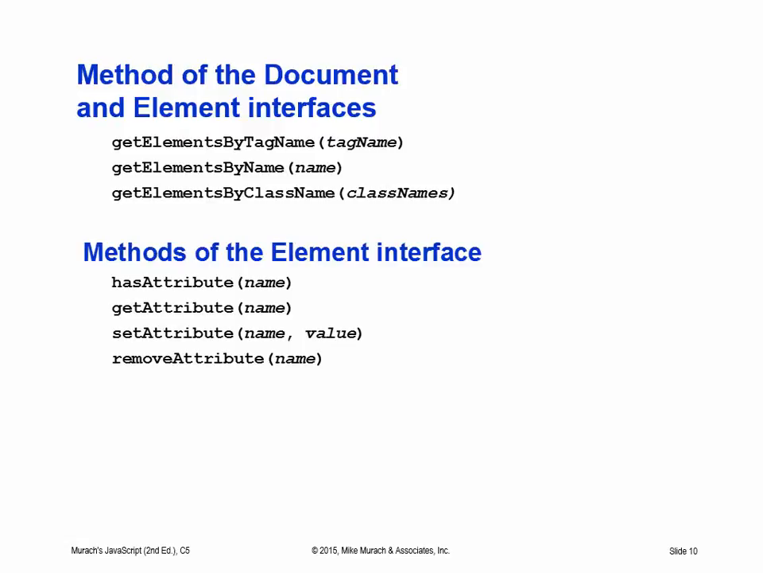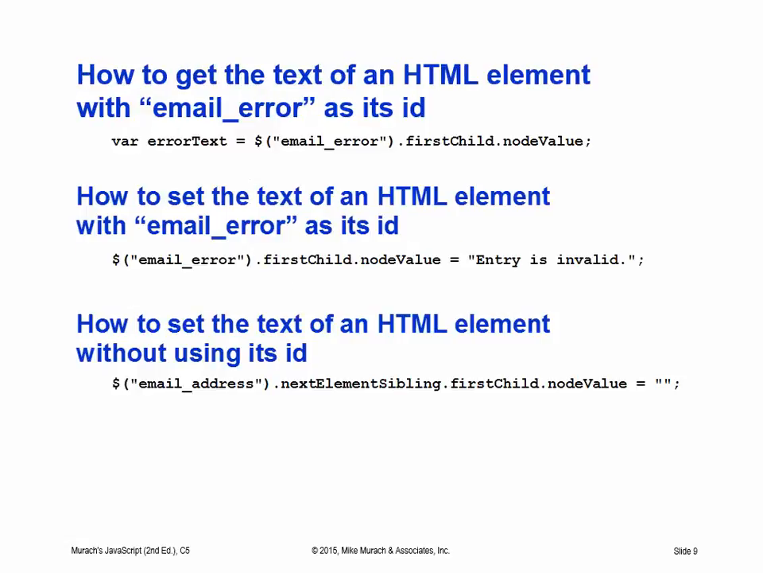Has attribute returns true if the element has the attribute specified in the name. Get attribute returns the value of the attribute specified in the name, or if the name hasn't been set yet, it returns an empty string. Set attribute sets the attribute in the name to the specified value. If the attribute doesn't already exist, it creates the attribute first. And remove attribute removes the attribute specified in the name.